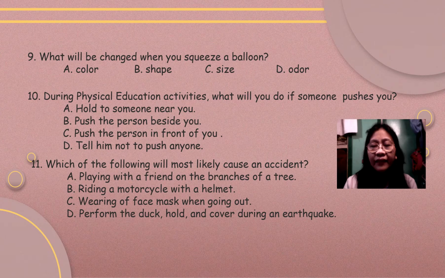Question number 11. Which of the following will most likely cause an accident? A. Playing with a friend on the branches of a tree. B. Riding a motorcycle with a helmet. C. Wearing a face mask when going out. D. Perform the duck, hold, and cover during an earthquake.